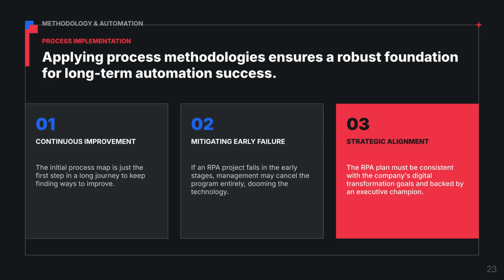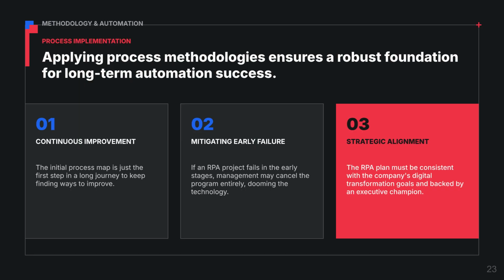The final principle is strategic alignment. RPA initiatives should support the organization's broader digital transformation goals rather than exist as isolated technical projects. Strong executive sponsorship ensures that automation aligns with business strategy, receives adequate resources, and delivers outcomes that contribute to long-term organizational growth. For example, if an organization's strategic objective is to improve customer service, RPA projects should focus on reducing response times, increasing accuracy, and enabling employees to spend more time on customer interactions rather than repetitive administrative work.